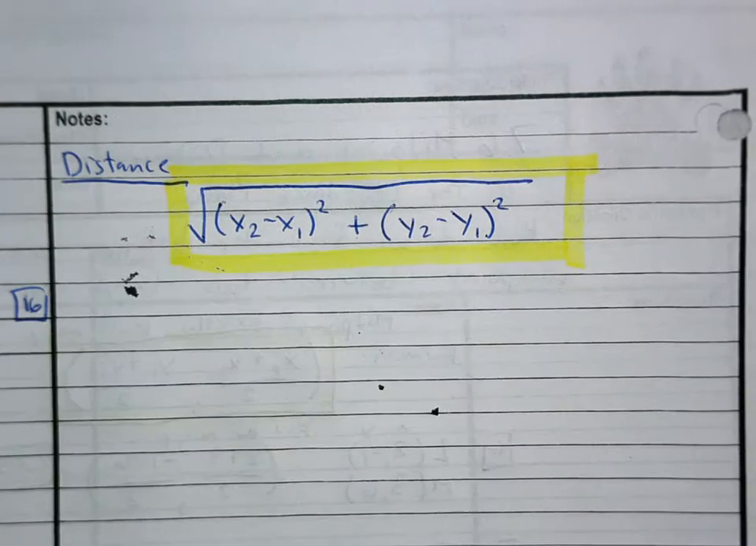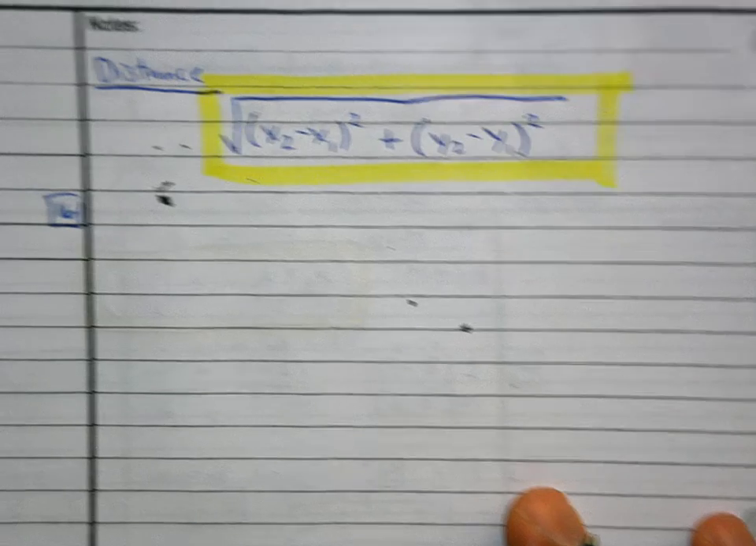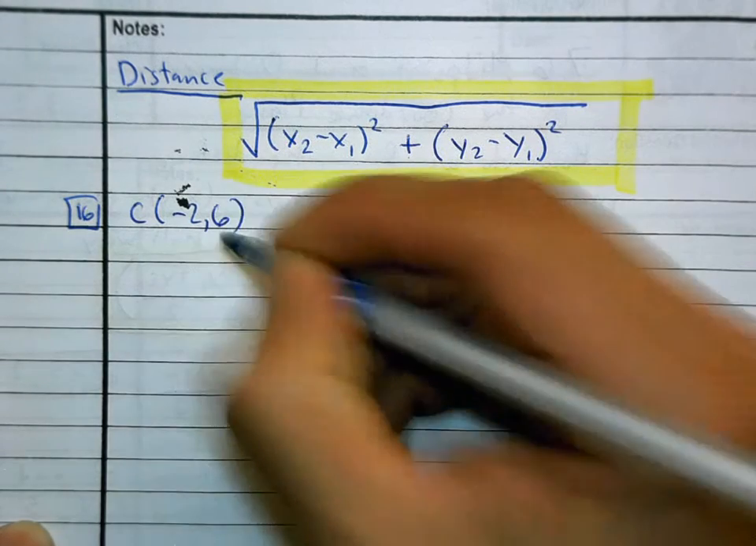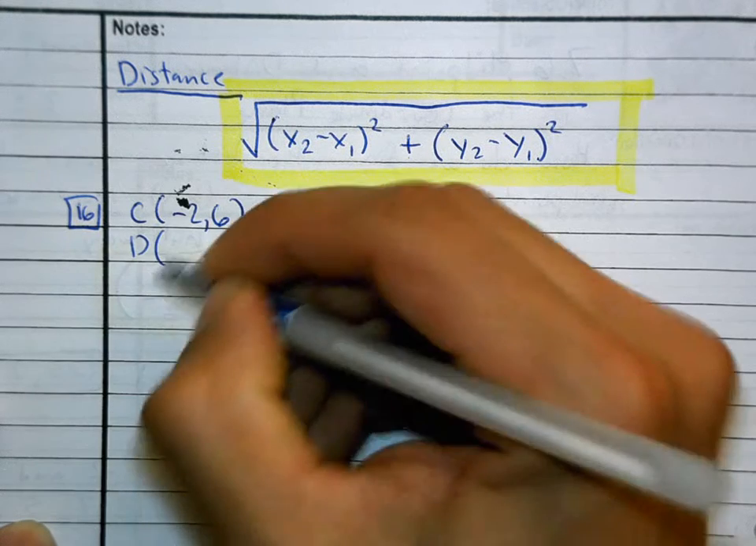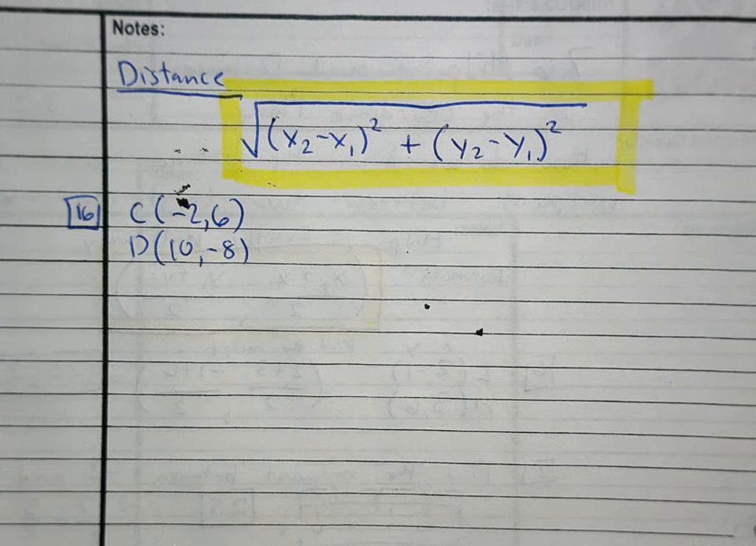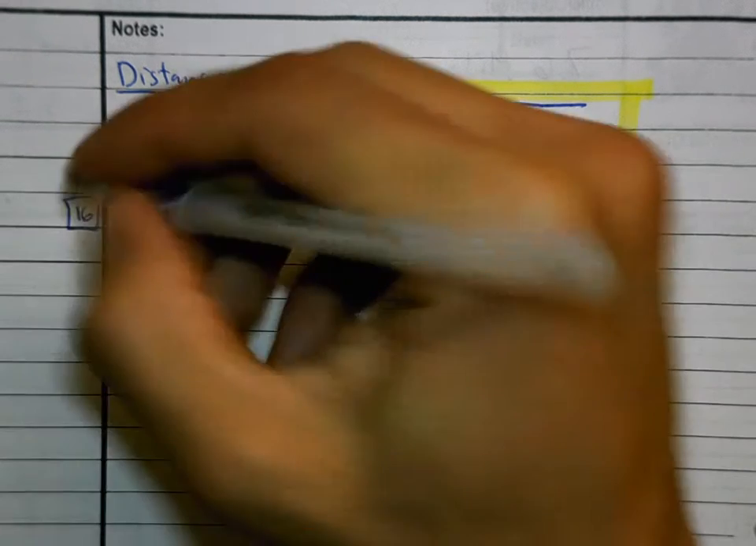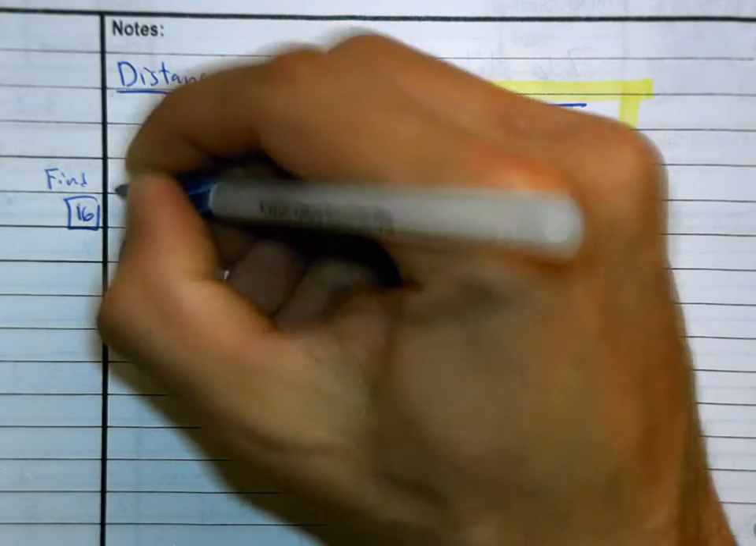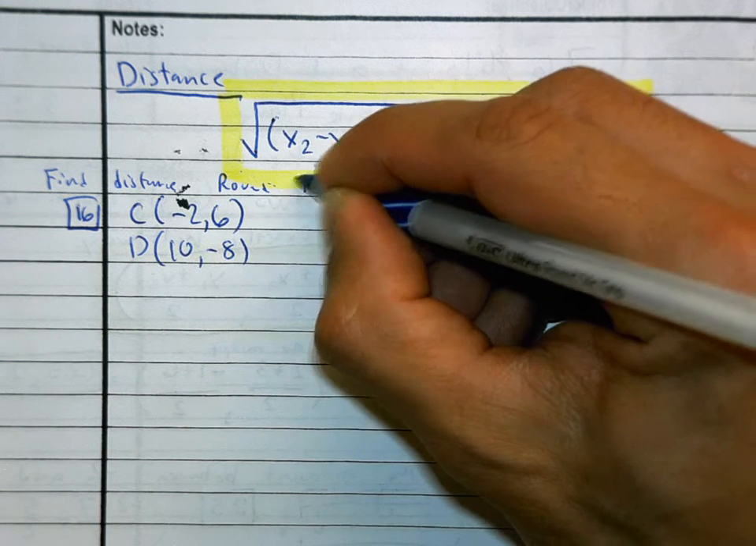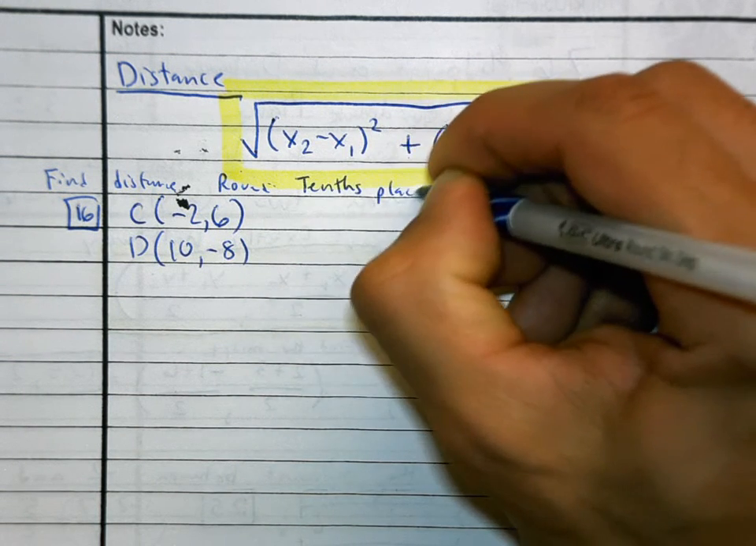Let's do 16. Number 16 says, find the distance between C, which is -2, 6, and D, which is 10, -8. We need to find the distance between C and D. It will also say round to the nearest tenth. I'm going to put find the distance, round to the 10th place. That's what the directions will say.